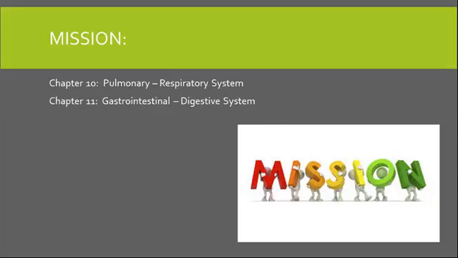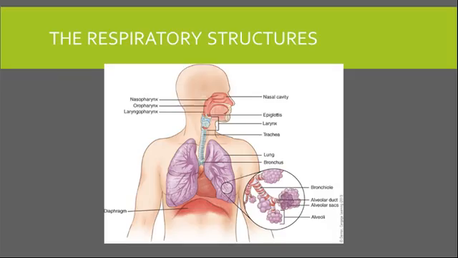For this week, the new information that you need to get in your brain centers around Chapter 10 as well as Chapter 11. Chapter 10, we're focusing on the respiratory system, and Chapter 11 focuses on the digestive system. Two pretty heavy hitters, so make sure you read through those chapters thoroughly. We're going to start with the respiratory system, and here you can see the structures.